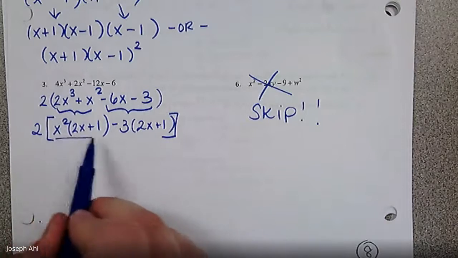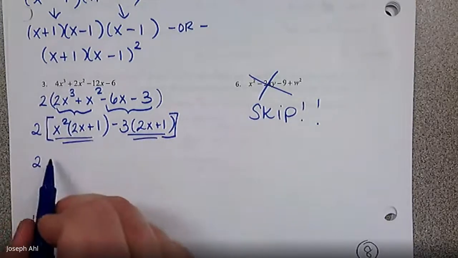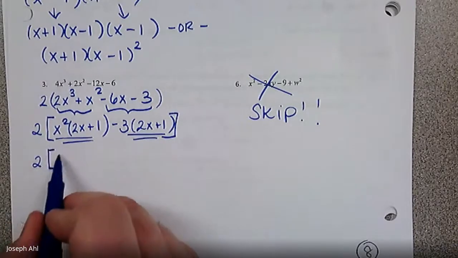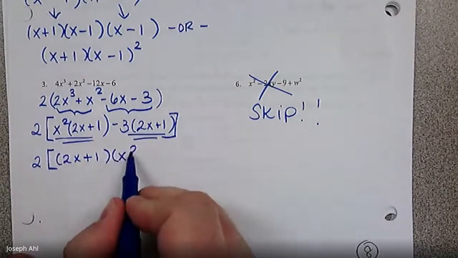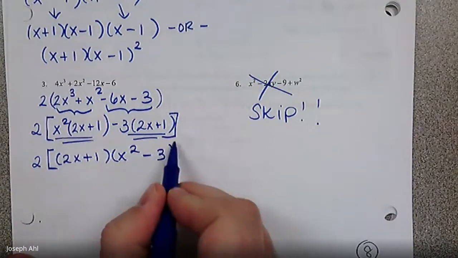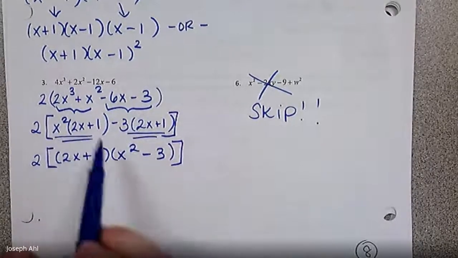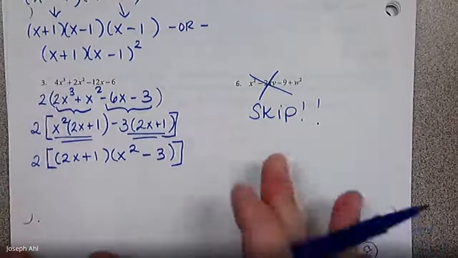So now that I have this as one group and this is a second group, they both have 2x plus 1 in common. So you can take out 2x plus 1 on the outside. And then after doing that, I'm left with x squared from the first group minus 3 from the second group. Okay, so the factoring on the inside would be, again, 2x plus 1 here, and then x squared minus 3. And that's essentially the correct answer.